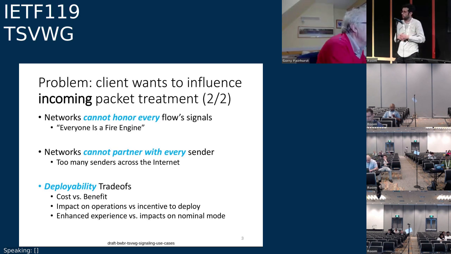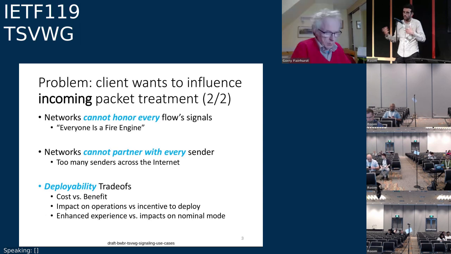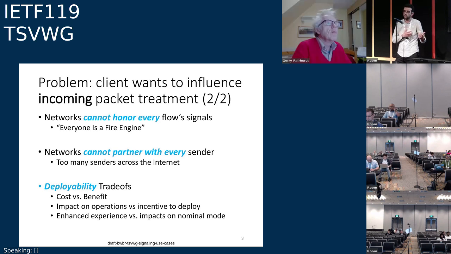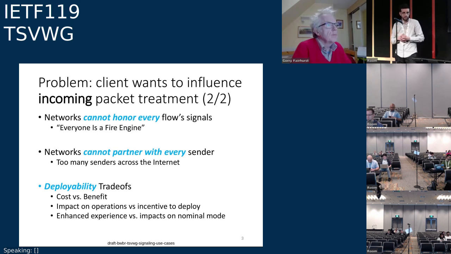The other constraint is that if you want something collaborative between the host and the network, it should be deployable. And for that, there are a lot of trade-offs to be taken into account during the specification itself. For example, the trade-off between the cost and the benefit of a given solution, and the impact on operations. We cannot just say that this will be a simple bit that we can convey to the host. There is a lot of hidden complexity in the architecture. And for the benefit we may have by enabling this kind of signaling, we also need to consider the distortion on the nominal mode. Next slide, please.